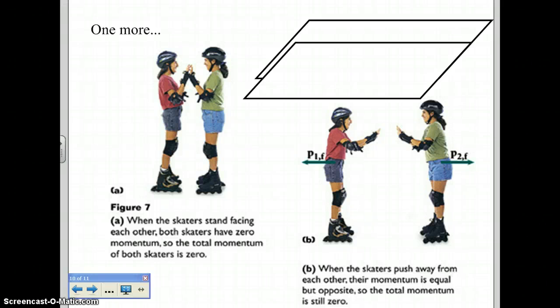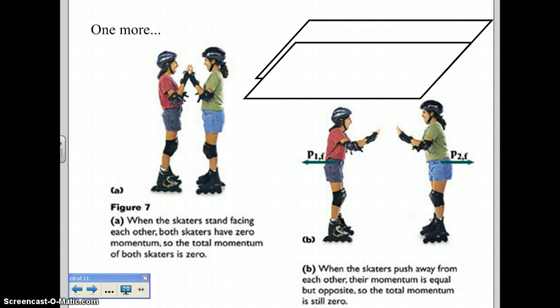Okay, so quickly, here's your second video on the conservation of momentum. We removed the two cover-ups here, and you can see that skater A, right here, when the skaters stand facing each other, both skaters have zero momentum because VI1 and VI2 are both equal to 0. So whatever their mass is times 0 is going to be 0 for both skaters. Therefore, P1 and P2 initially are going to be 0 kilograms times meters per second.